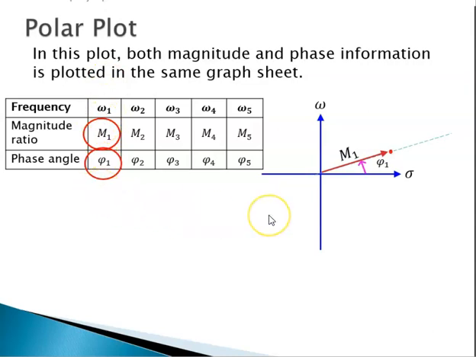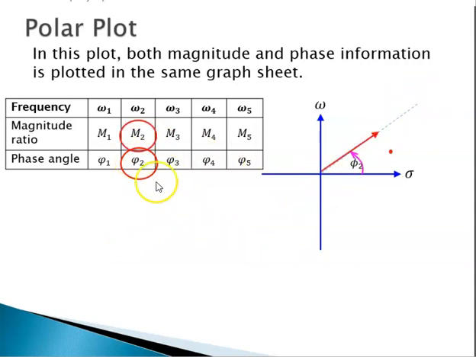Then perhaps you can erase them and complete the other point, that is, draw a line making an angle phi 2. On that line, draw a vector with length m2. At the tip of that vector, locate a point. And so on, you repeat for all the other values. You may have 5, 6, 10, whatever be the number of frequency values. You represent that, and then you draw a smooth curve through all these points as shown here.